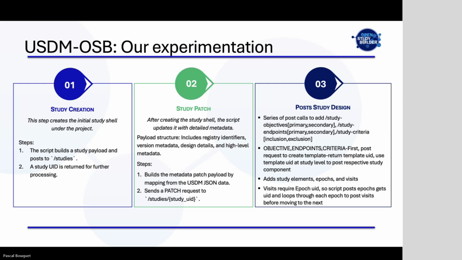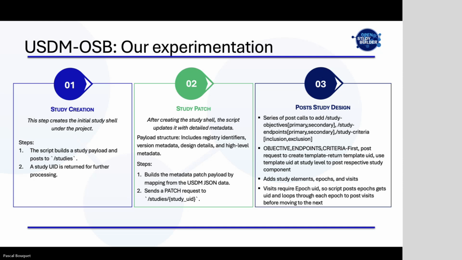So how the script works at the moment is that each text is just pushed as a template. Therefore, if the criterion is that the subject should be at least 18 years of age, then this whole text goes as the template first. Then the script creates the template, gets the template UID, and we use it at the study section to post it within the study that was created. So the script at the moment does the epochs, objective endpoints, and visit posting.